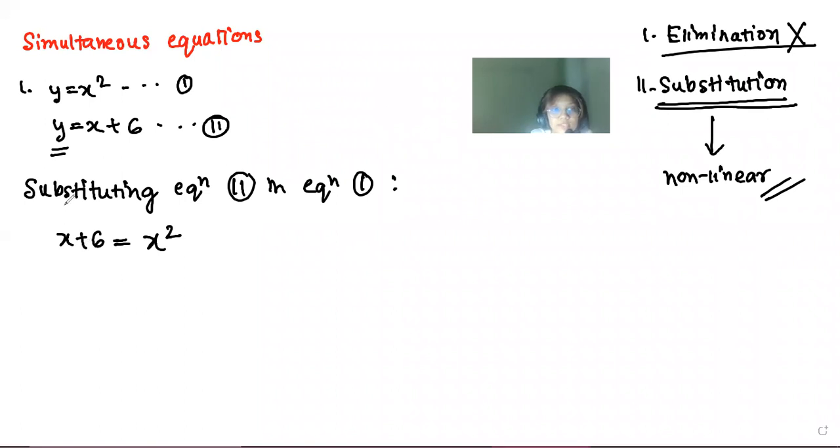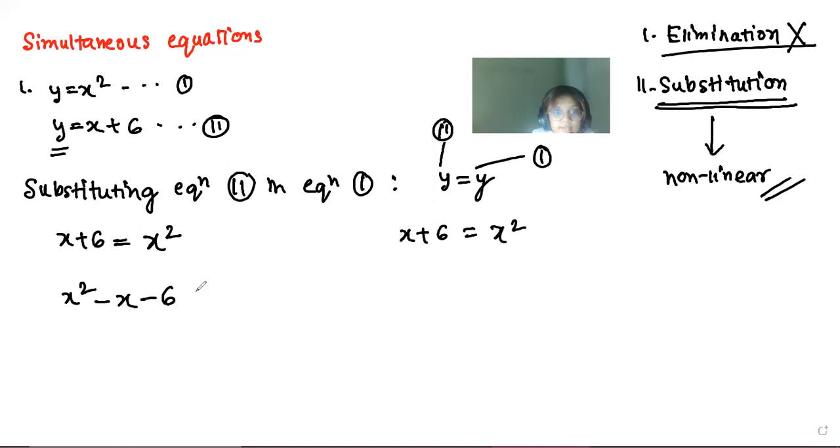So what I have done is that I have basically equated, so it's like y is equal to y. The value of y in equation 2 is x plus 6, and the value of y in equation 1 is x squared. That's how I get this. So x squared is here. I get the x from here and move it to that side. So it becomes minus x and minus 6. I hope you understand this by now.